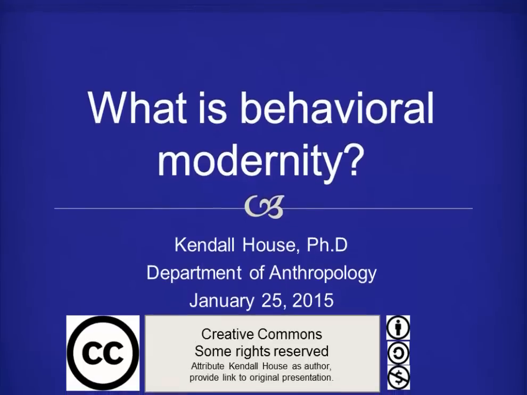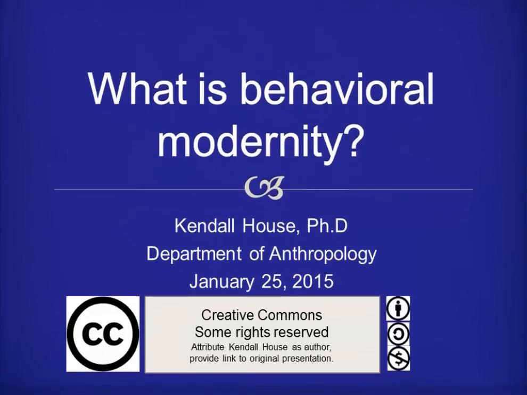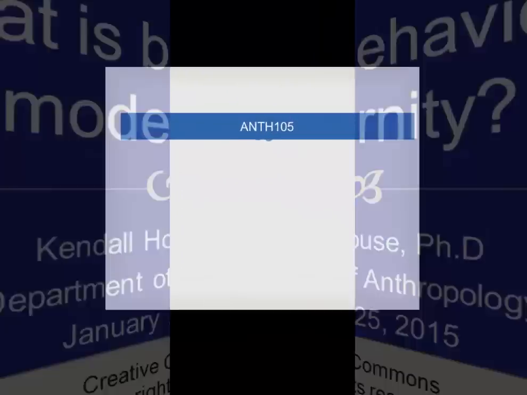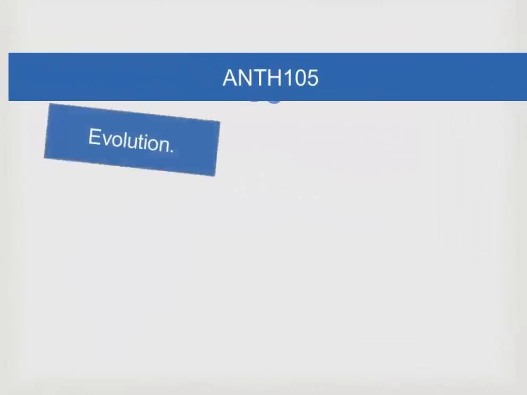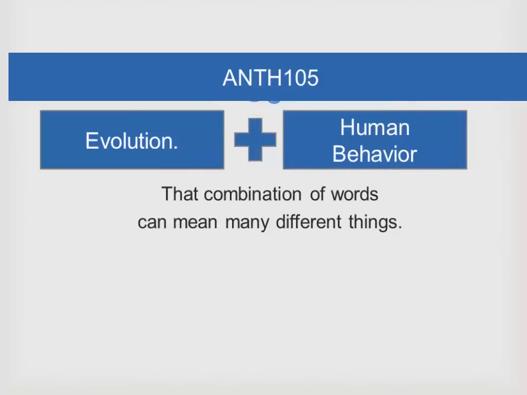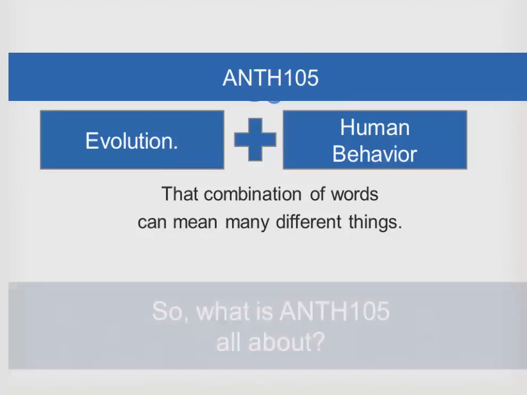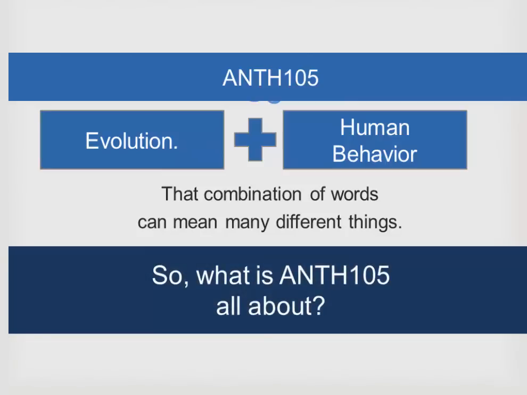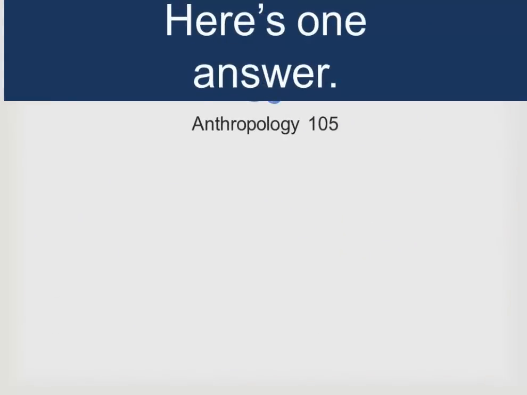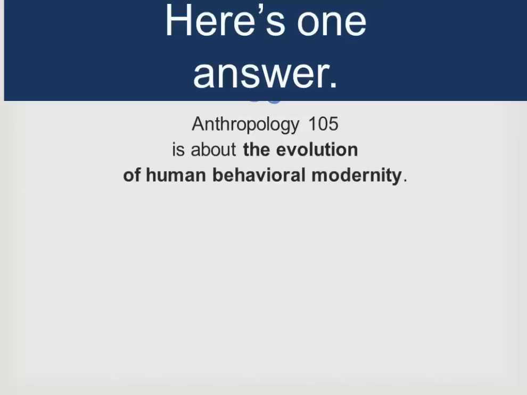This presentation is called What is Behavioral Modernity? Anth 105 is titled Evolution and Human Behavior, and that combination of words can mean many different things. So what is Anth 105 really all about? Well, one answer to that question is that Anthropology 105 is about the evolution of human behavioral modernity.